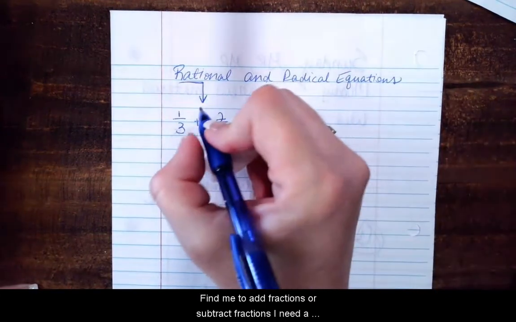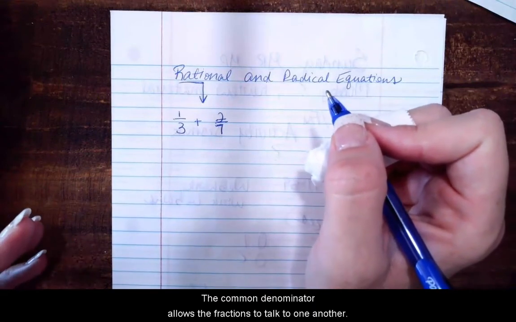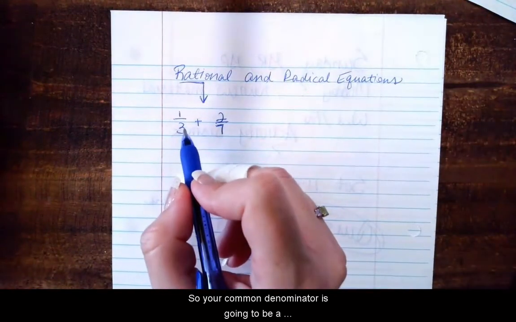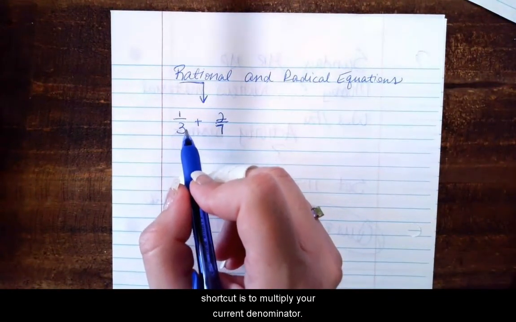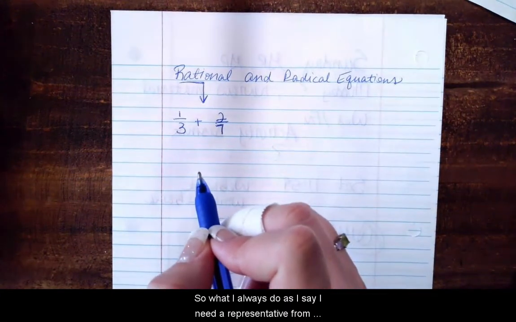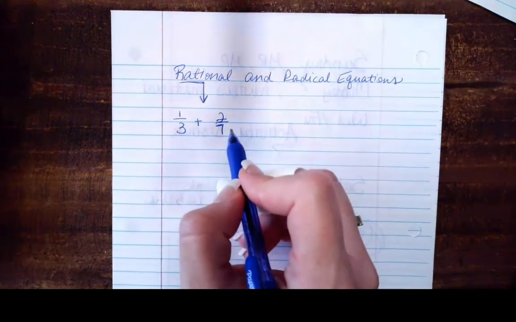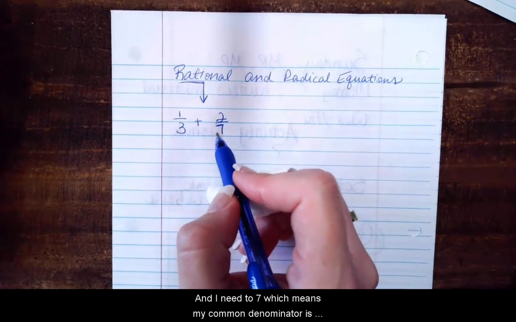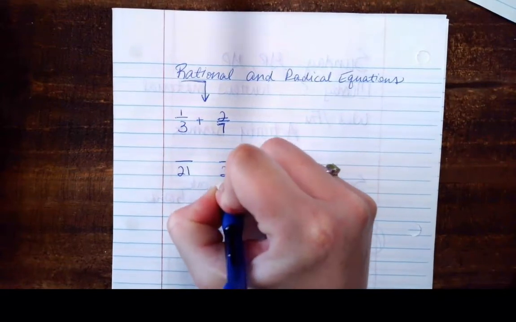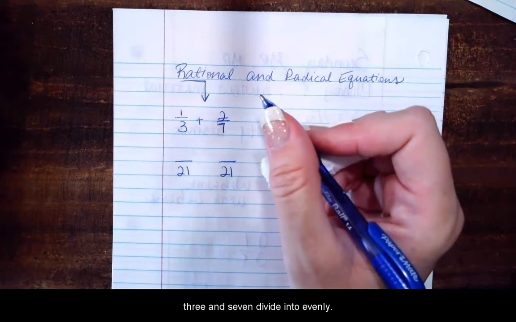If I'm going to add or subtract fractions, I need a common denominator. The common denominator allows the fractions to talk to one another. A shortcut is to multiply your current denominators. What I always do is say I need a representative from every denominator. So I need a 3 and I need a 7, which means my common denominator is 21. That's the least common multiple between 3 and 7, the smallest number that both 3 and 7 divide into evenly.